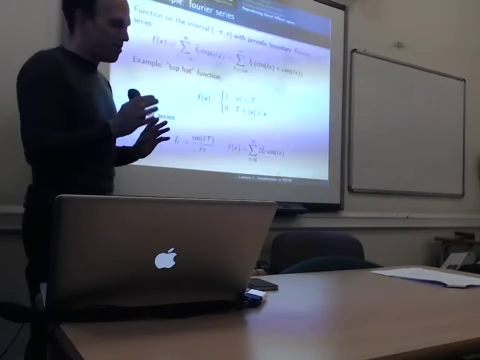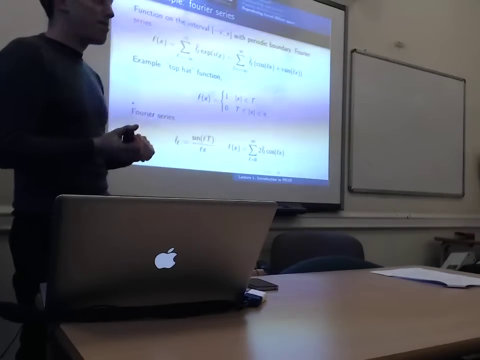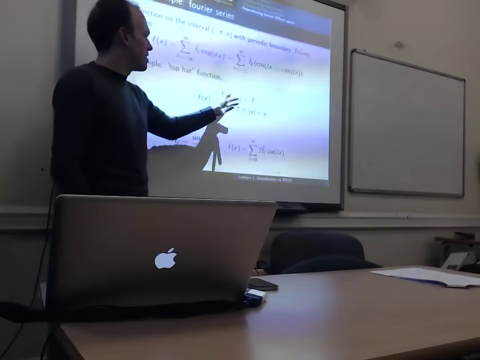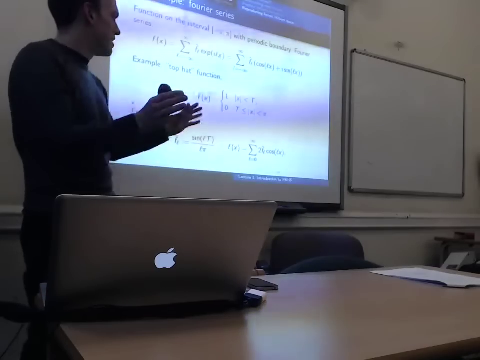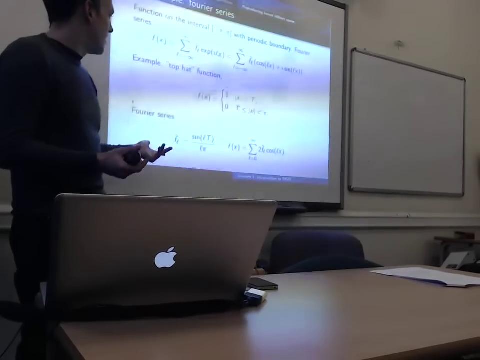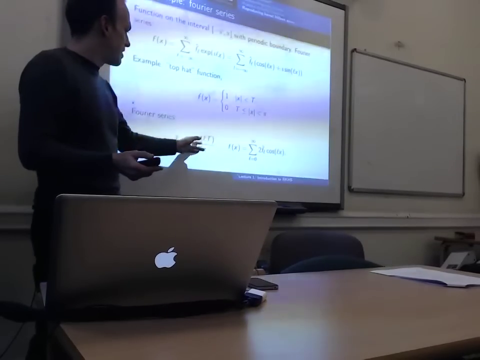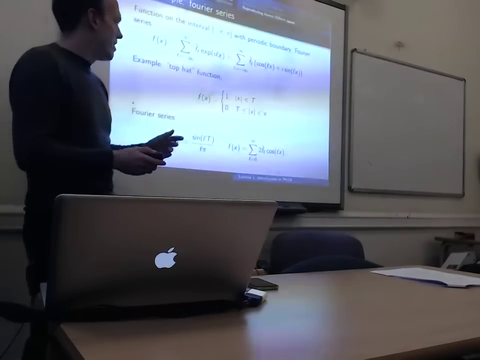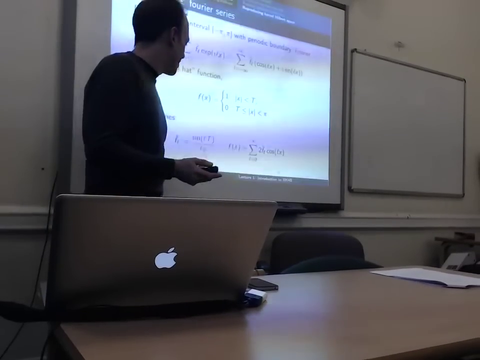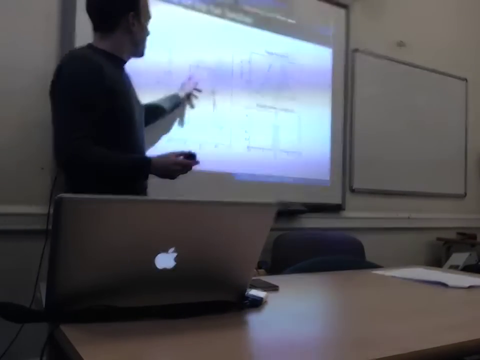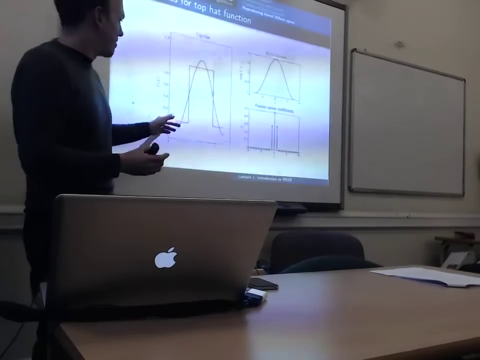So rather than just talking about this in the abstract, I'm going to give an example. Let's say you have something like a top hat function, which is basically 1 on an interval and 0 outside of it, okay? So the Fourier series representation of this is going to be sine of L on L. Okay, so let's see what this looks like. So here's the function we want to represent in red.